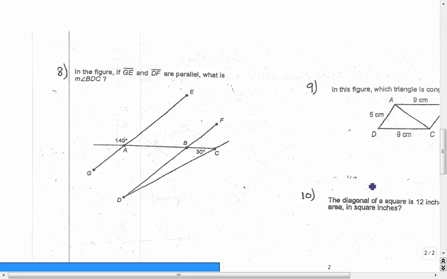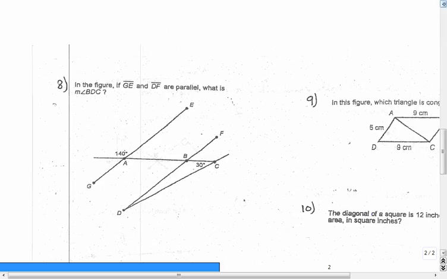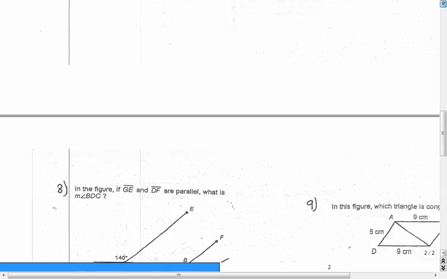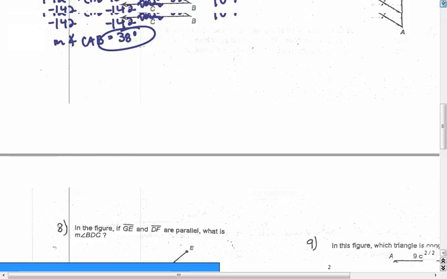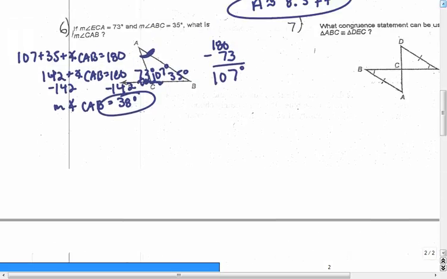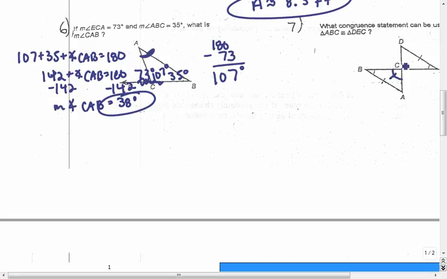Okay, number 7, I'm asked what is my congruent statement. So I have two sides that are congruent to one another. I also have two angles that are noted as being congruent to one another. And I need to figure out if there's anything else there. I also have these vertical angles. So I have two angles and a side. Let's see what order that is. It's going to be angle, angle, side. So it's AAS congruency.